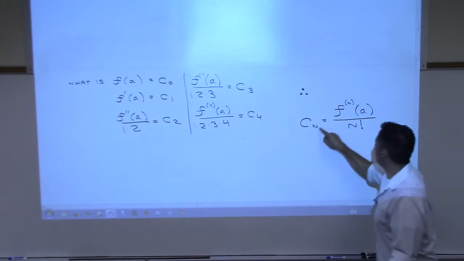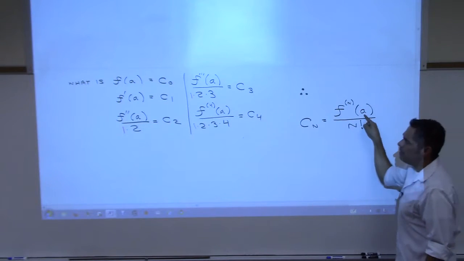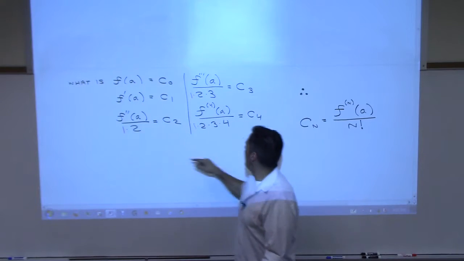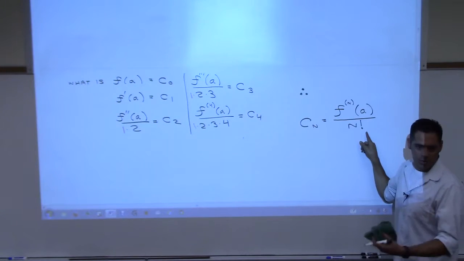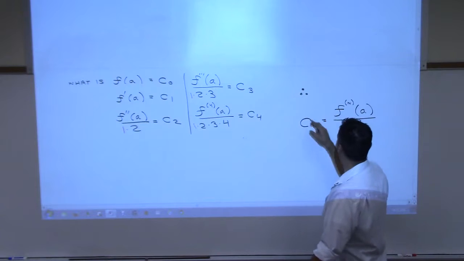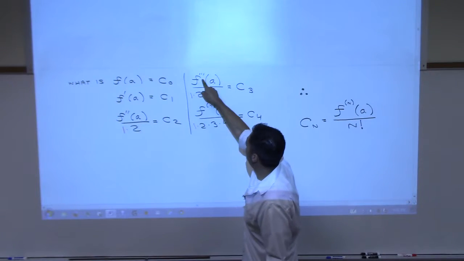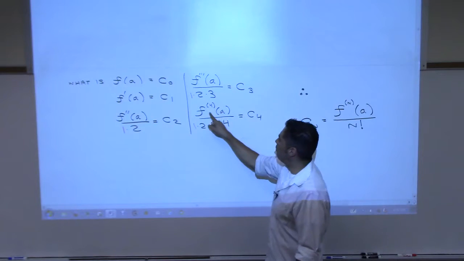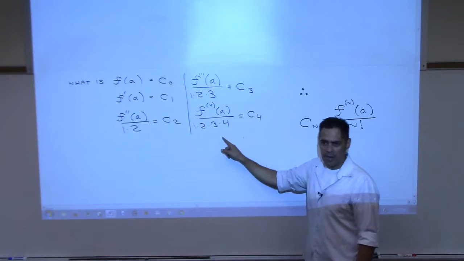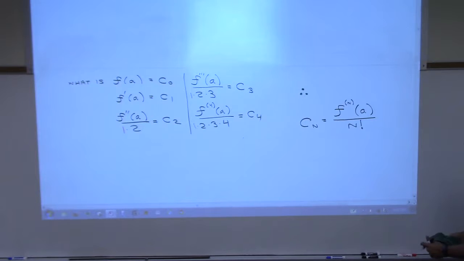Now we plug in 1, take the first derivative at a, divide it by 1 factorial, which is 1. Second one, second derivative at a, divided by 2 factorial. Third one, third derivative at a, divided by 3 factorial. Fourth one, fourth derivative at a, divided by 4 factorial. Isn't that nice? We have a general formula for c sub n. For every function? For every function. You've just got to be able to differentiate it.